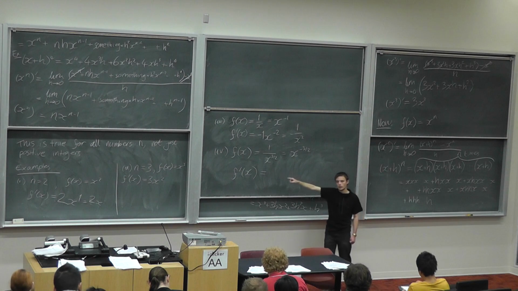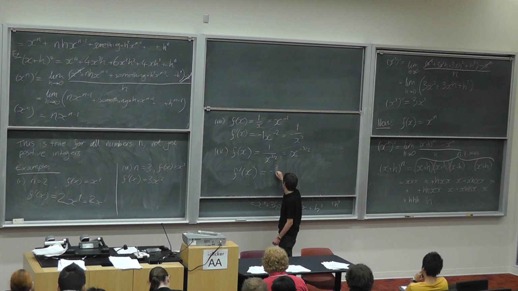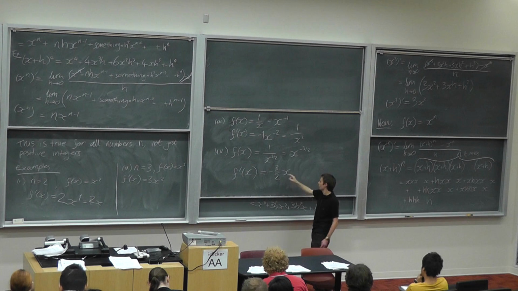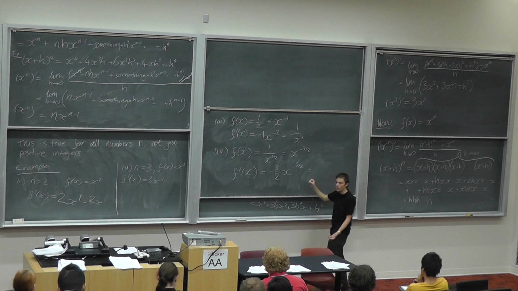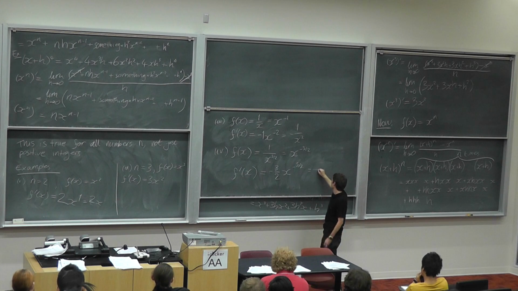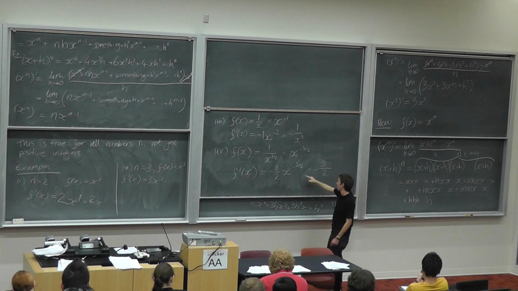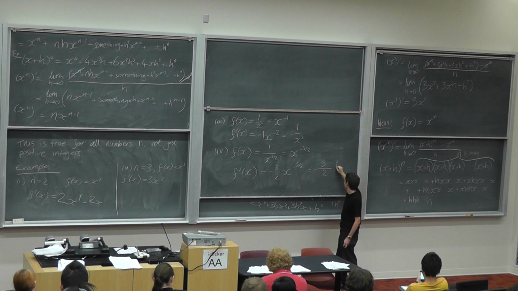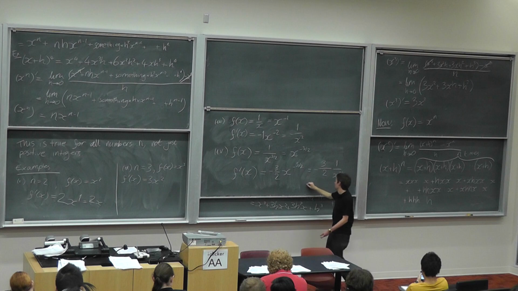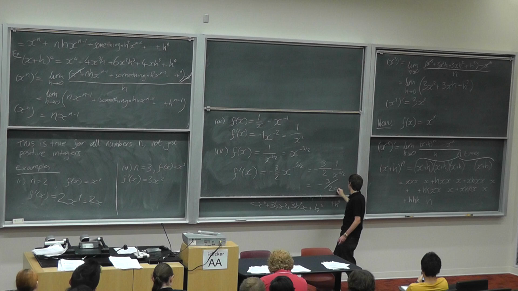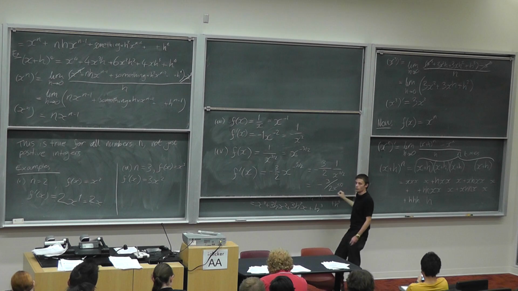Minus 3 over 2 x to the minus 5 over 2. Yep. So n is minus 3 over 2, n minus 1 is then minus 5 over 2, and then we can write this back in the original way. So you've got minus 3 over 2, and x to the minus 5 over 2 is just 1 over x to the 5 over 2. So that's minus 3 over 2x to the 5 over 2.